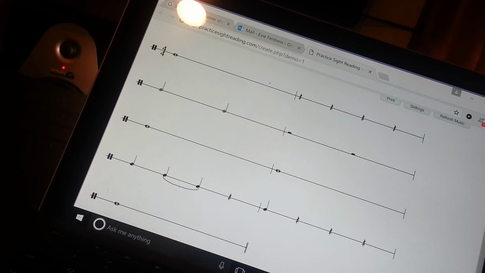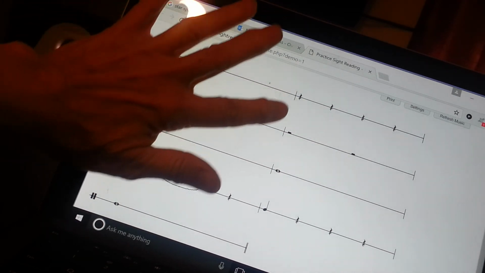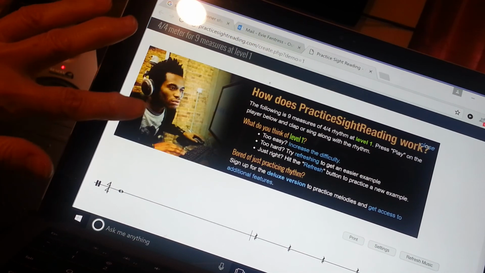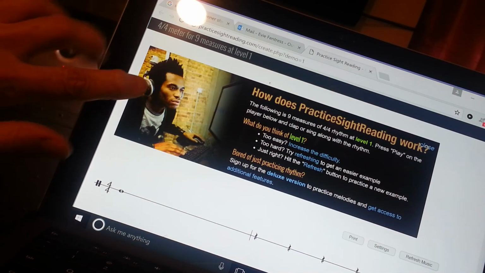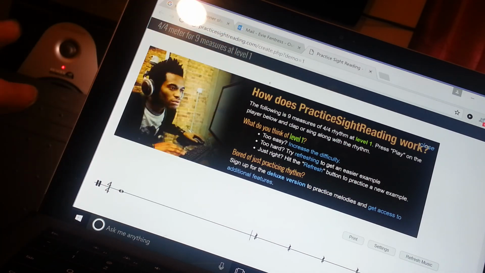All right. Now, let's see how this is put together so you can actually do this by yourself online. The site is called practicesightreading.com, and I'm going to show you what it looks like. This is what it looks like. And you can read this on your own.